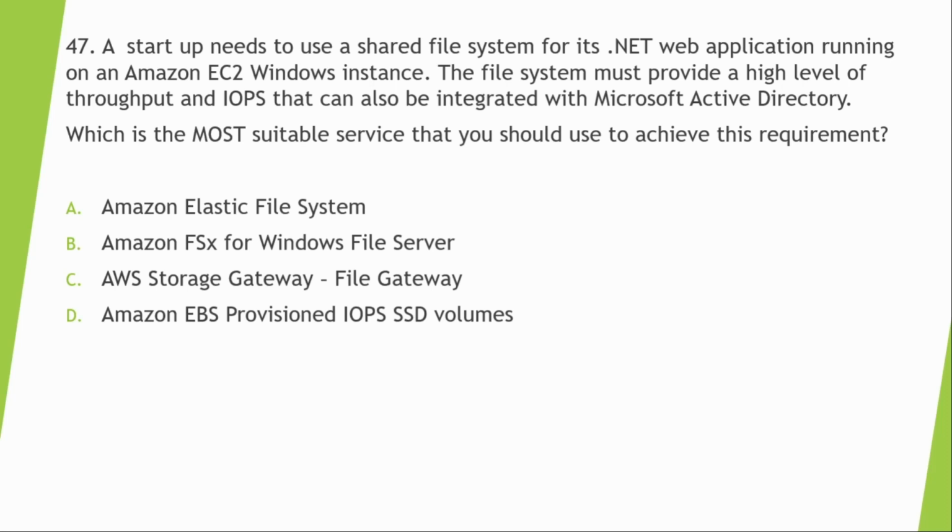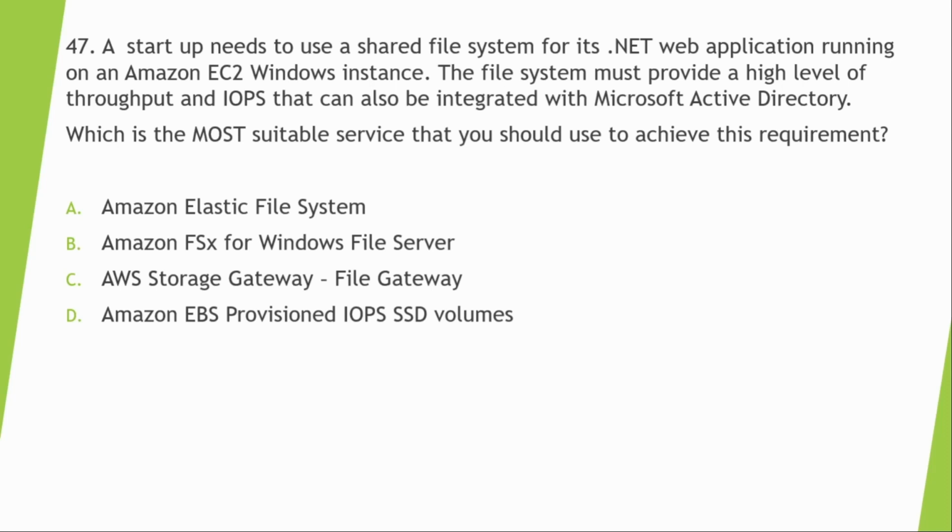So let's read this. A startup needs to use a shared file system for its .NET web application running on an EC2 Windows instance. The file system must provide a high level of throughput and IOPS that can also be integrated with Microsoft Active Directory. Which is the most suitable service that you should use to achieve this requirement? Coming to this, your main keywords will be, first of all, they'll be using a file system and they are using Active Directory integration. Okay, so these two are your major requirements.